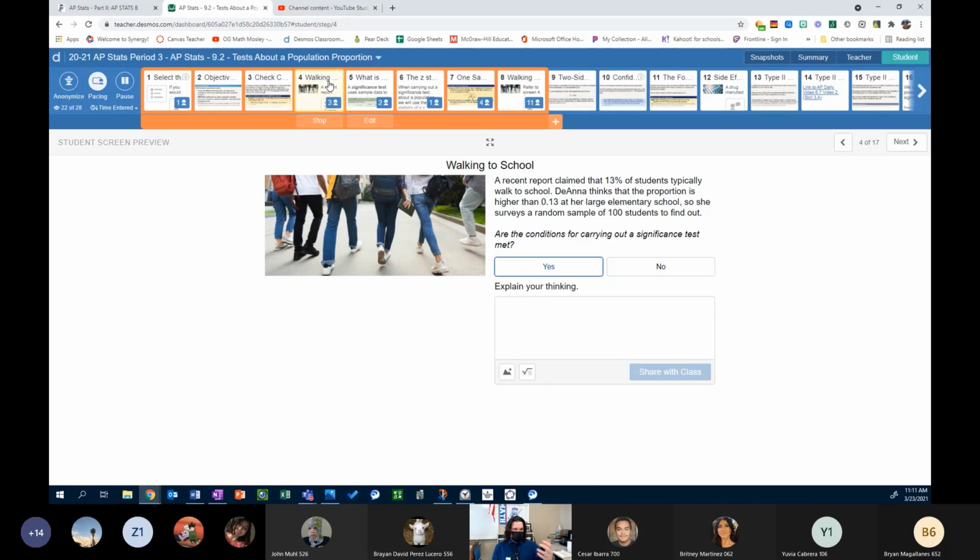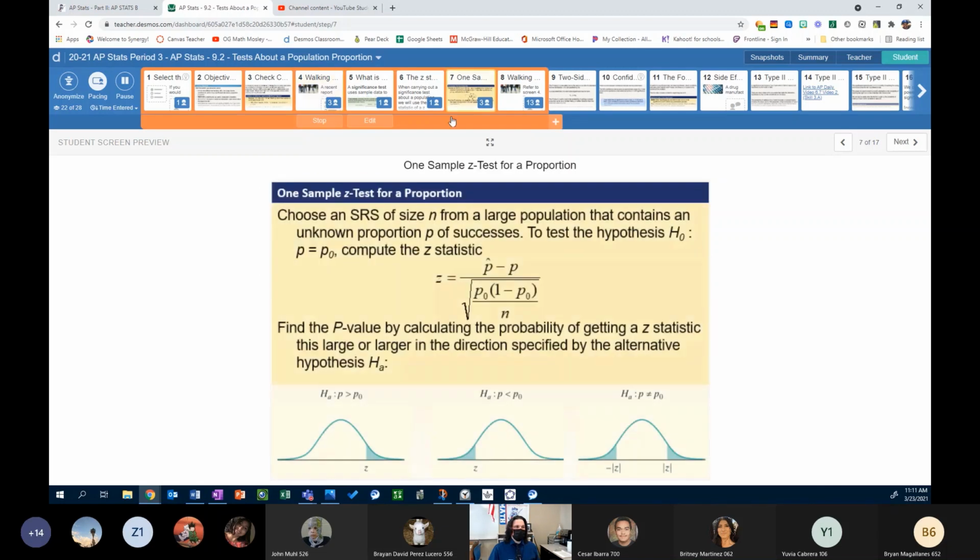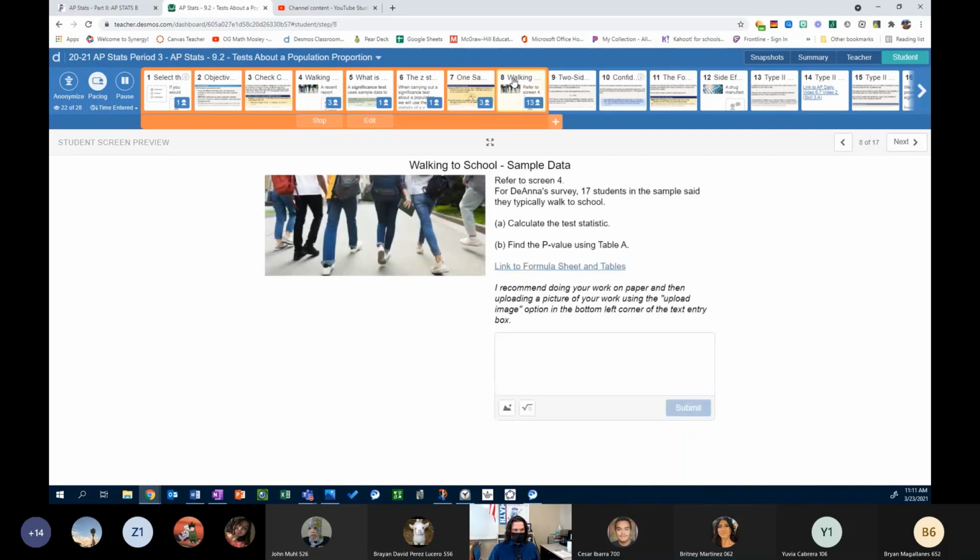Right. It says here that Deanna thinks the proportion is higher than 0.13. So the alternative is that p is greater than 0.13, right? Which means you'll be using the area under the curve greater than whatever z value you find. Make sure you do your calculations accordingly.